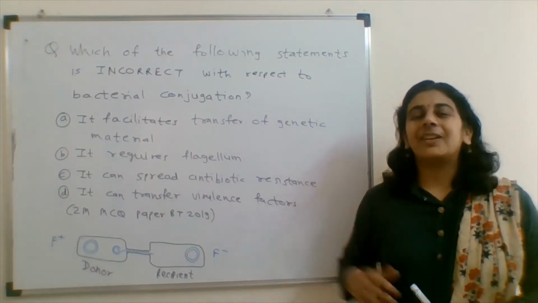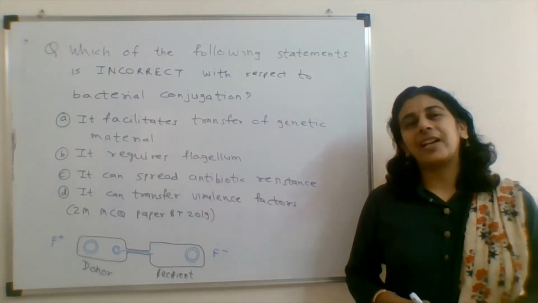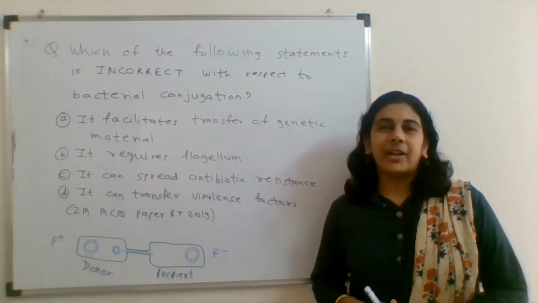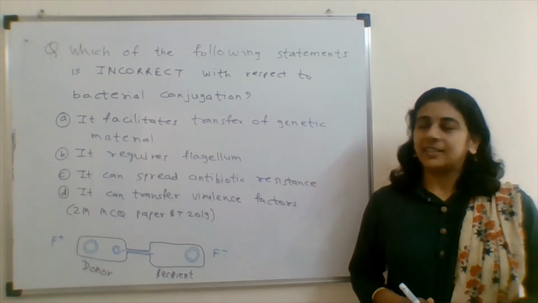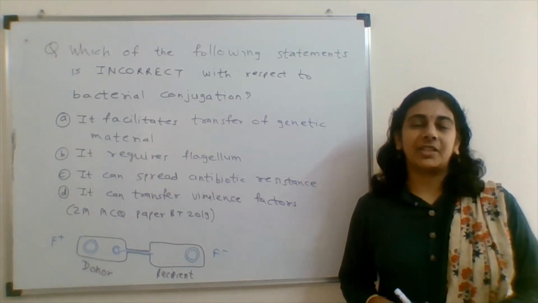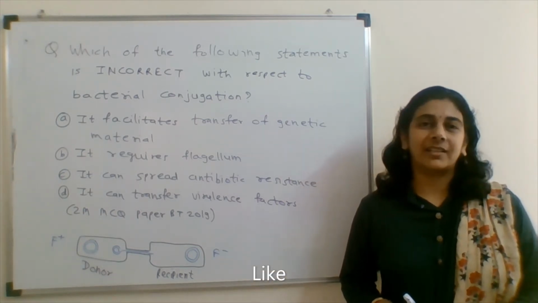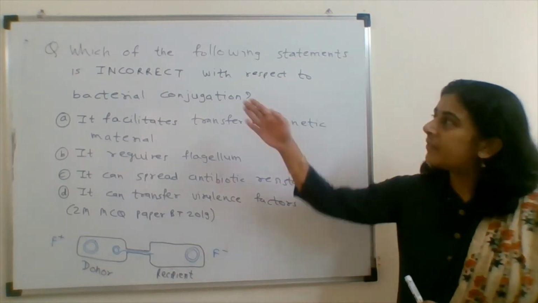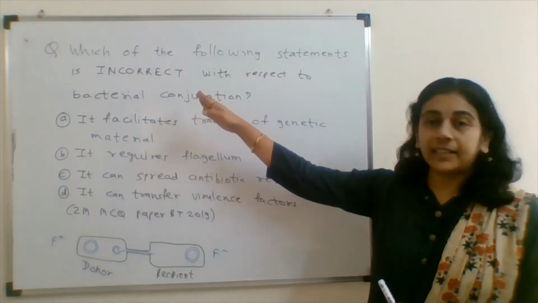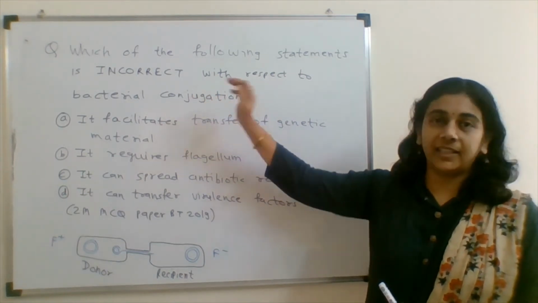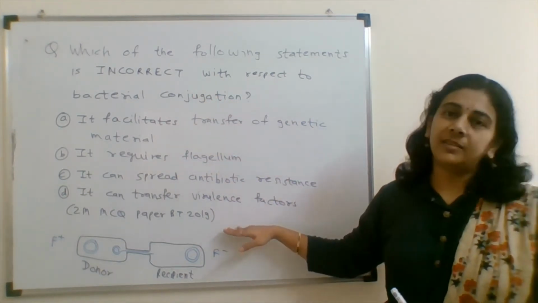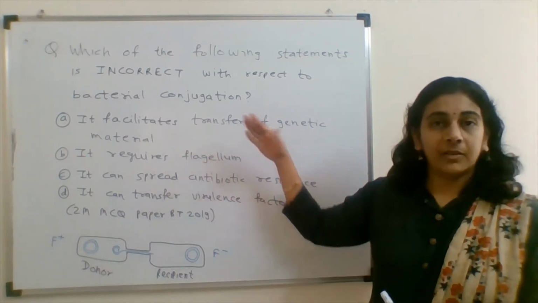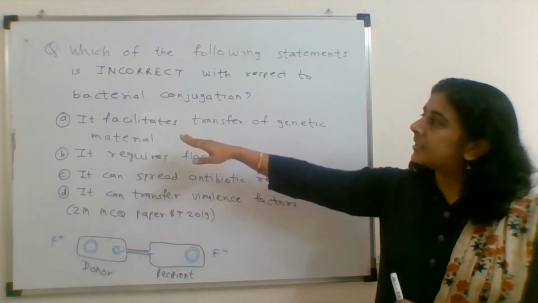So I am here with the new question from IIT JAM examination. The question is from the paper of Biotechnology 2019. This is an MCQ type of question and it's there for 2 marks. So let's look at the question. Which of the following statements is incorrect? The question is asking for the incorrect statement from the below statements. So we'll see the statements one by one.